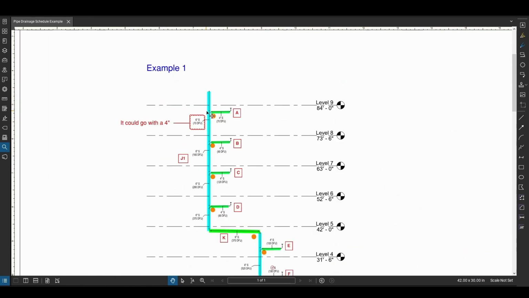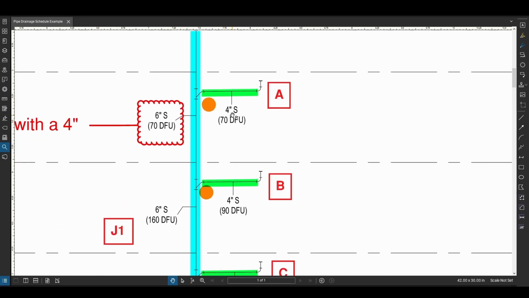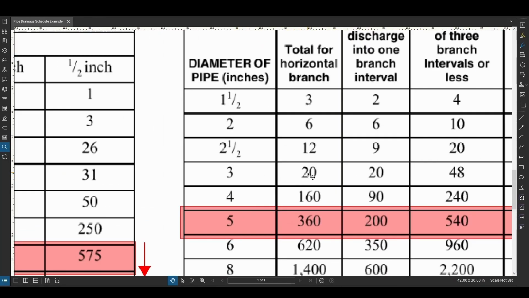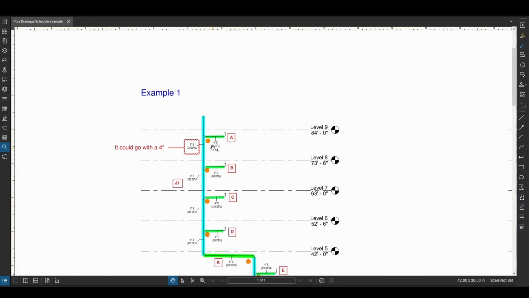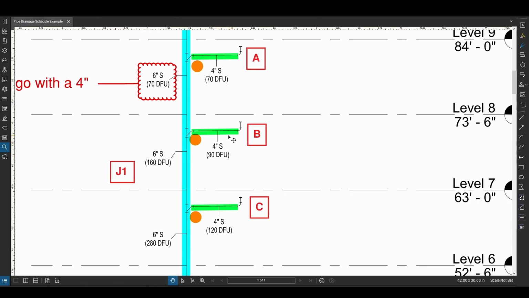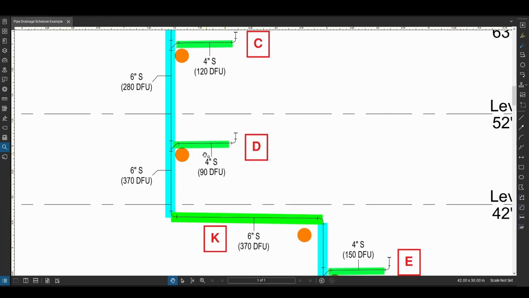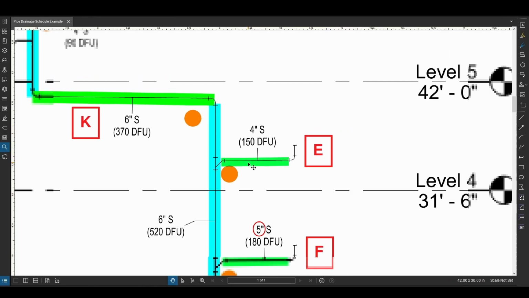So for example, this branch here is carrying 70 drain fixture units, and I can size it as a 4-inch because if I come here to my table, anything that is over 20 has to jump to 4 inches, and 4 inches is able to carry all the way to 160 drain fixture units. So here, this is less than 160, so it can be 4 inches. This is also less than 160, so it can be 4 inches as well. Same thing with this one, less than 160. This one as well. This was 150. This is right there, but it's still okay with a 4-inch.